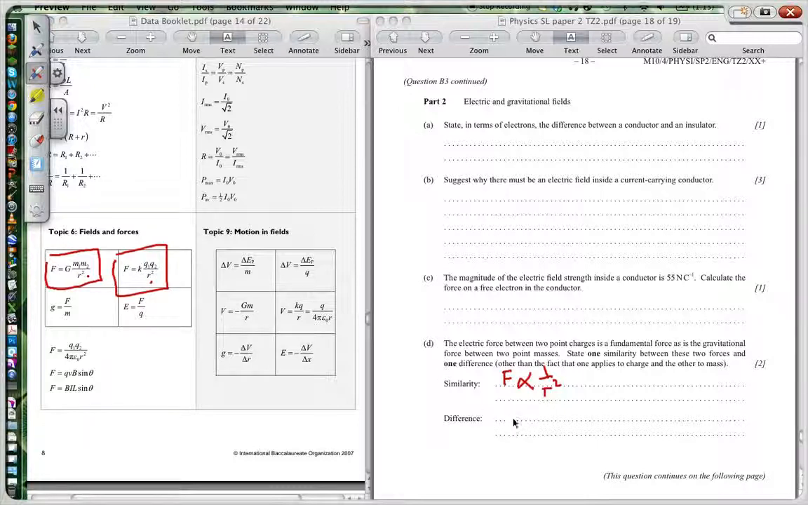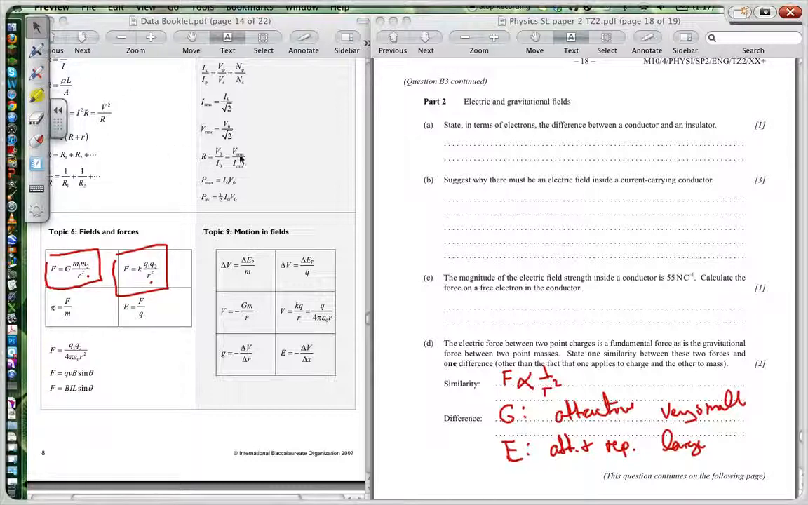And the difference between them is that for gravity, it's only attractive. And it's actually extremely small, very small. Where for your electric field, it can be both attractive and repulsive. And comparatively, it's large. It's many orders greater than your gravitational force.